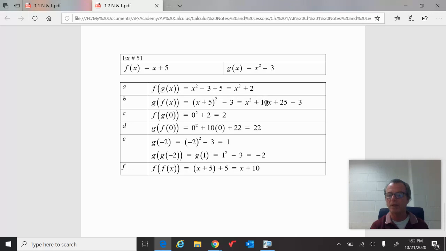E asks for G following G of -2. So we put -2 in for G. -2 squared is 4. Take away 3 is a 1. And make 1 the input. 1 squared is 1. Take away 3 is a -2. And for F following F, this becomes the input, and you would have X plus 5 as the input. What does F do to that? It adds 5 to it, and you would get X plus 10. So problem 51 is helpful to remind you of what you did in Algebra 2 with function composition.